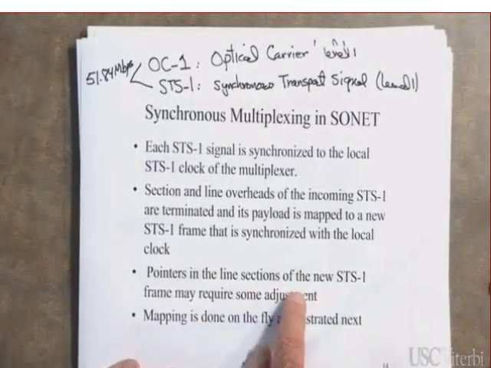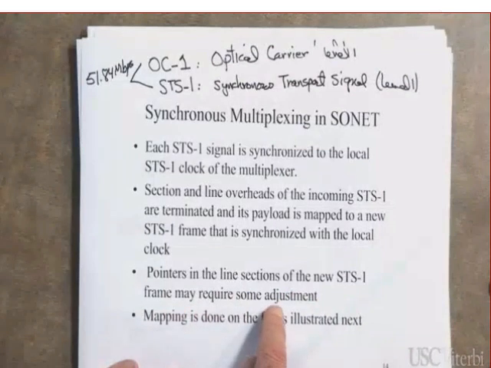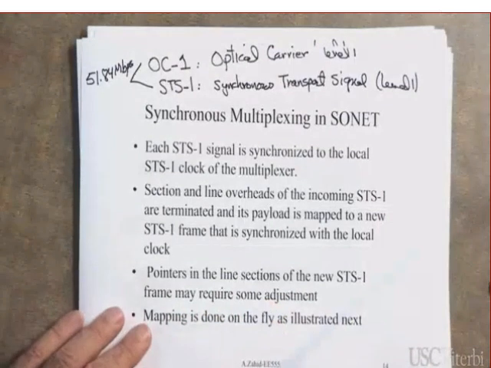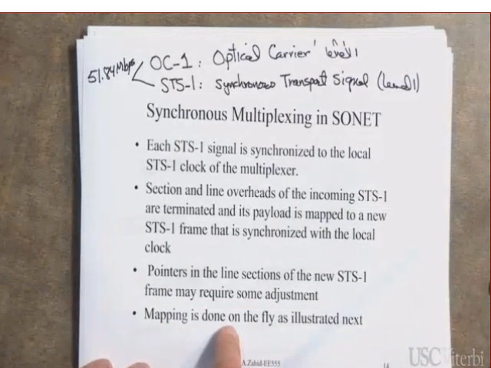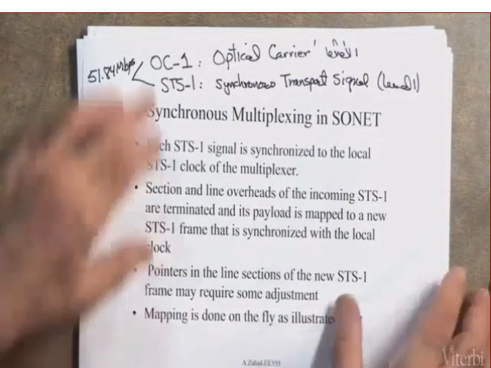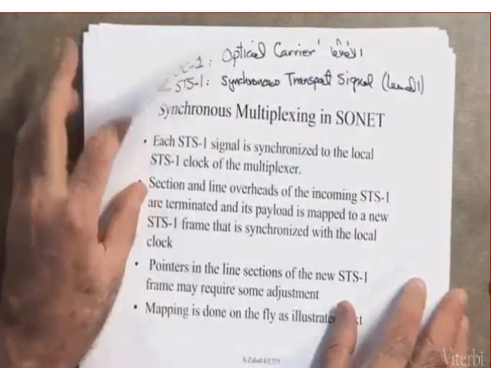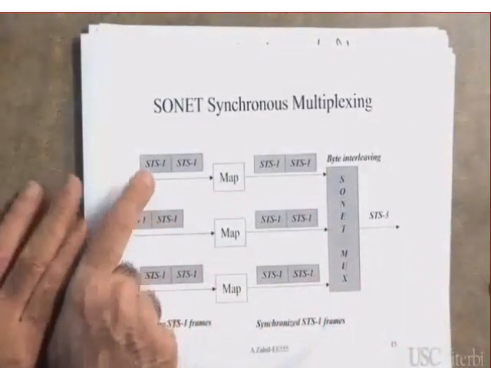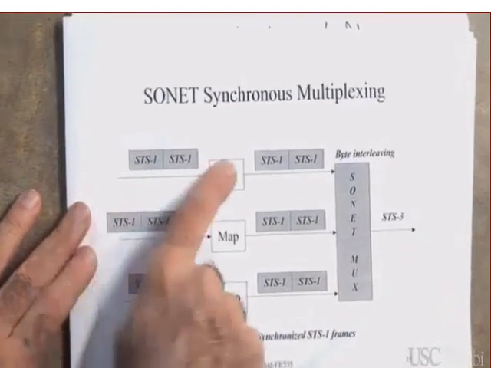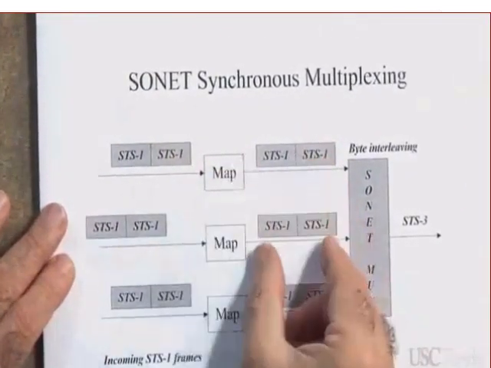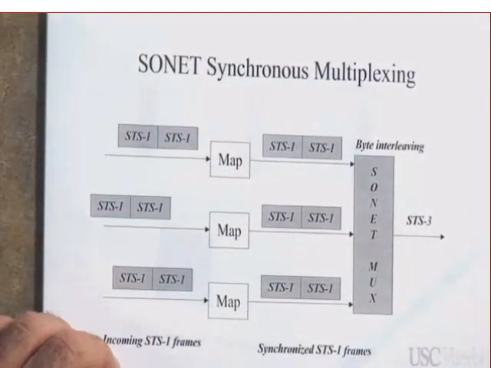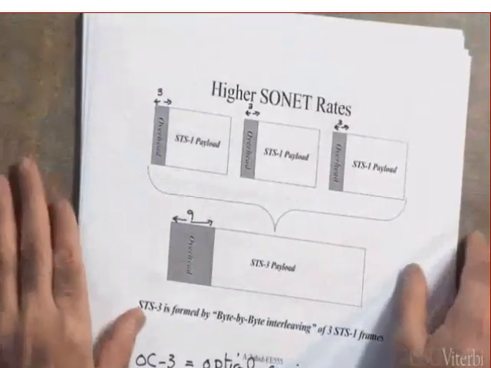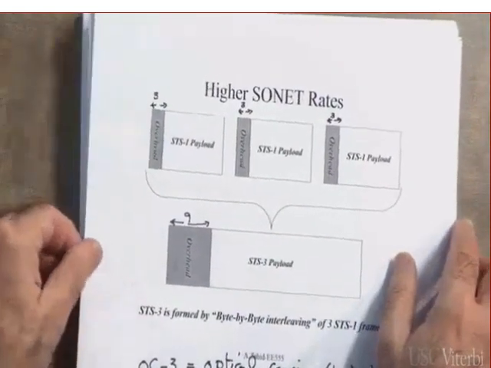Pointers, again, in the line sections of the new STS1 frames may require some adjustment. Why? Because you are going to multiplex all of these things. But mapping is done on the fly. Do you understand what on the fly means? As they come, they map it to the clock of the SONET. Are they coming aligned? They are not coming aligned. As they come, they map it on the fly, such that they become synchronized before they get multiplexed. Clear? Okay, good. Now, these are the higher rates that I just explained to you.